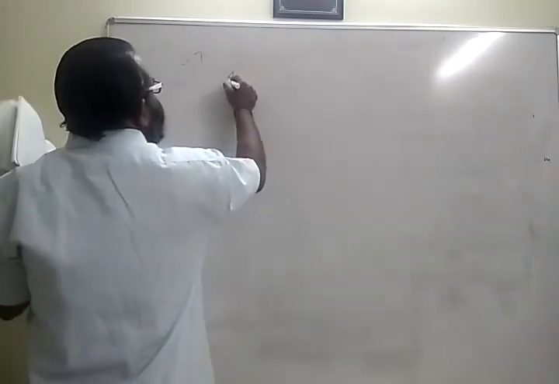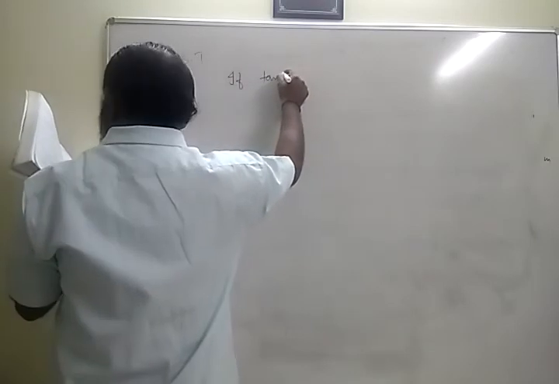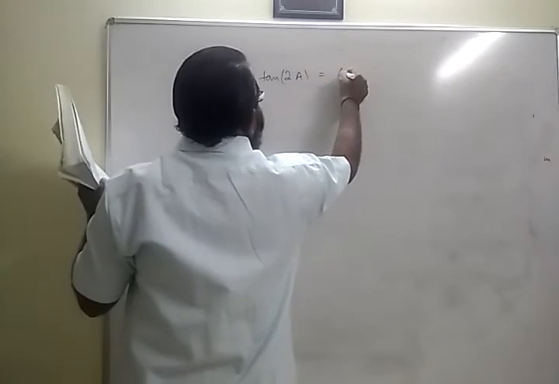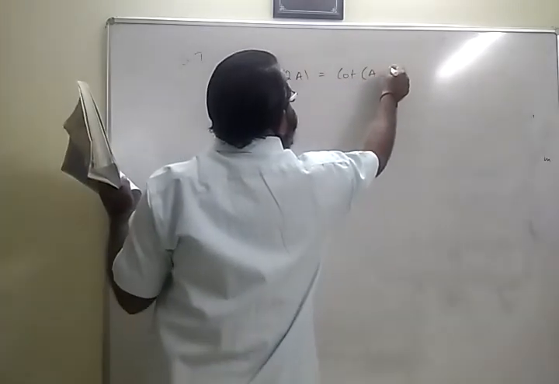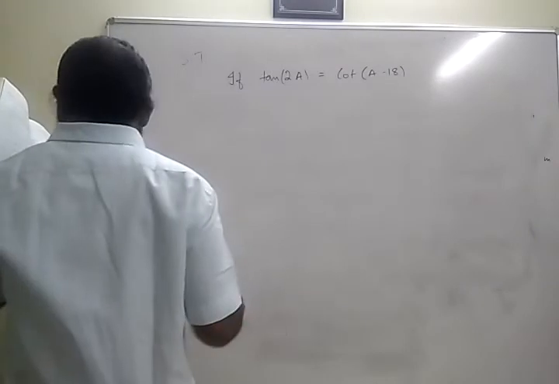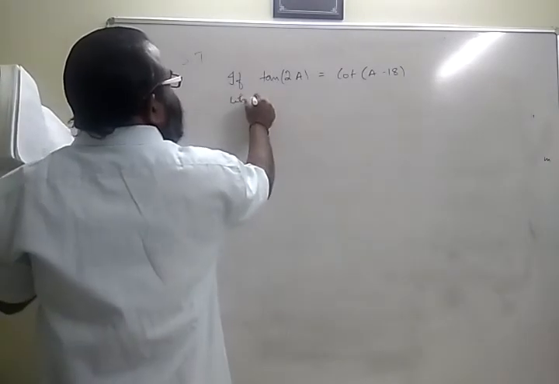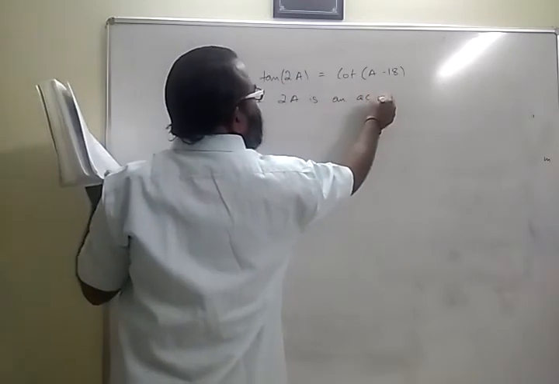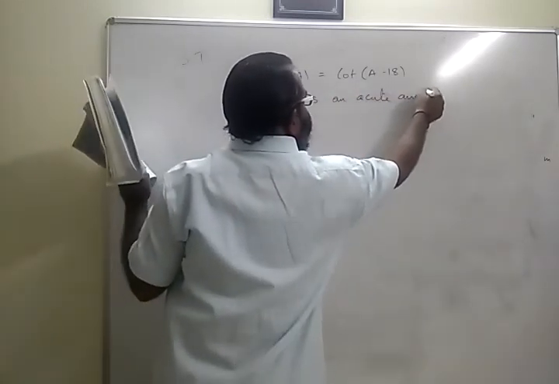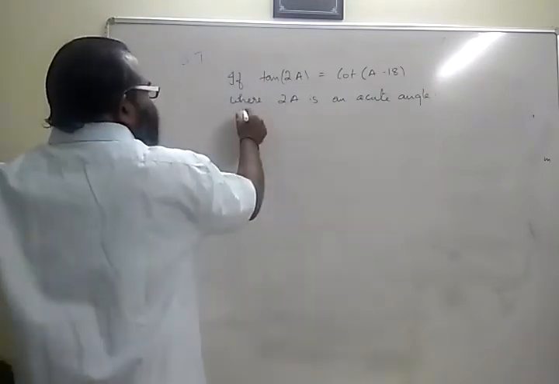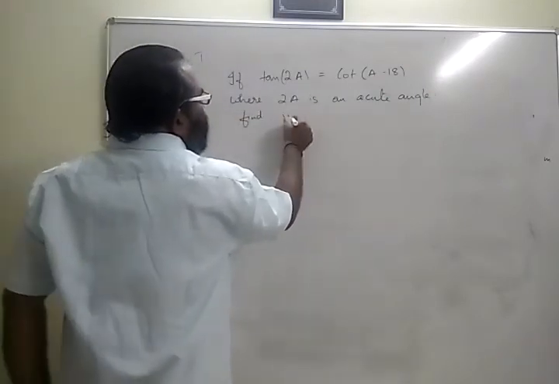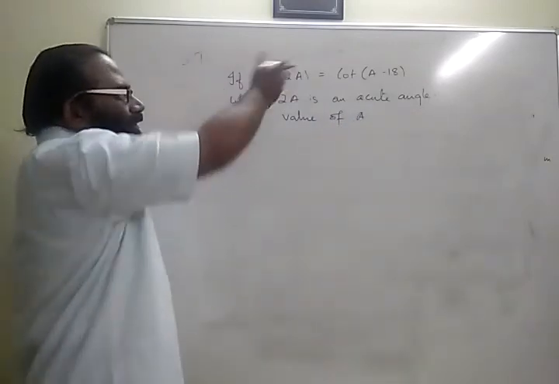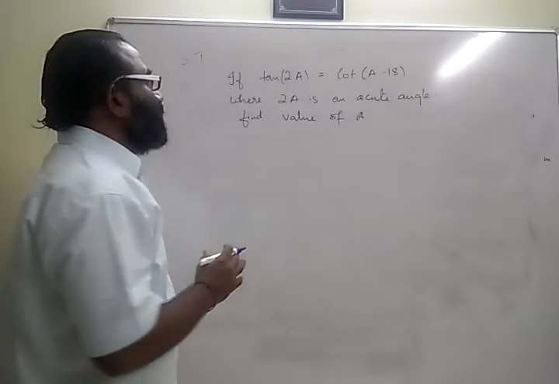If tan 2a equals cot of a minus 18, where 2a is an acute angle, find value of a. Now tan of an angle is equal to cot of some other angle is given.